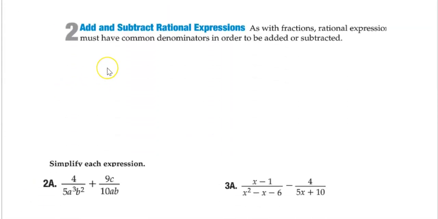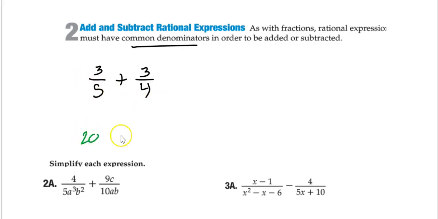Okay, adding and subtracting fractions. It's just like we've always done. You need a common denominator, right? So this is like in grade school, if I give you this plus, I don't know, 3 over 4, you're going to need to find a common denominator first. In this case, common denominator is 20. We just both think, okay, 5 times 4. So I need a 20 and a 20.